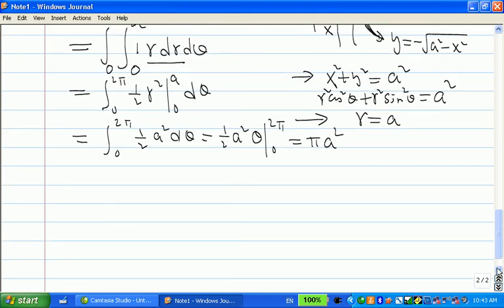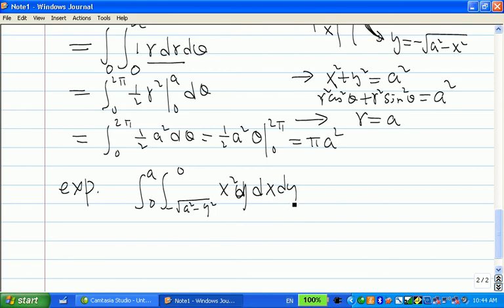All right. Now let's look at another example. In this example, we want to convert a given iterated integral to polar coordinates. This is the iterated integral we have: y here, dx dy.